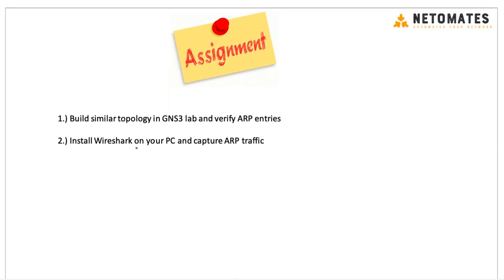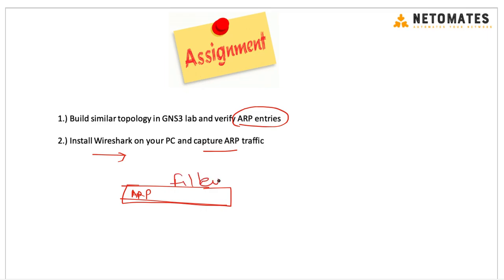So the assignment for this lab is to build a similar topology. You can use any IP address scheme, but just make sure they are in the same network, and use the show ARP command to verify the ARP entries. And you can install Wireshark on your PC and capture the ARP traffic. To capture the ARP traffic, you just apply the filter ARP on the search bar, okay, on the filter section on Wireshark.